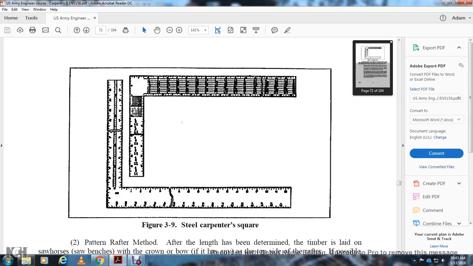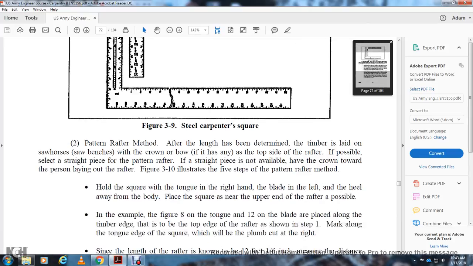Figure 3-9 shows the steel carpenter square pattern rafter method. The length determines the timber to lay on the sawhorse or saw bench, with the crown on top, bottom, or side of the rafter. If possible, select a straight piece for the pattern rafter. If a straight piece is not available, have the crown toward the person laying out the rafter. Figure 3-10 illustrates the five steps of the pattern rafter method.